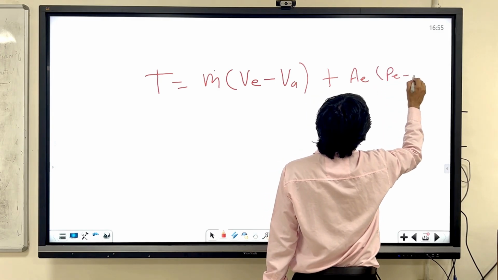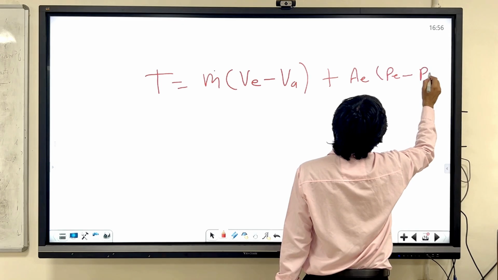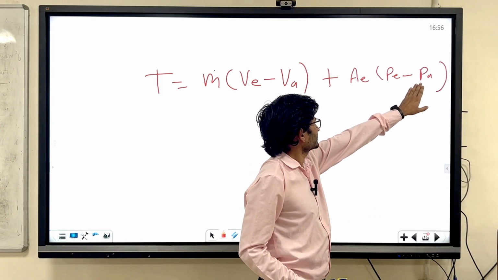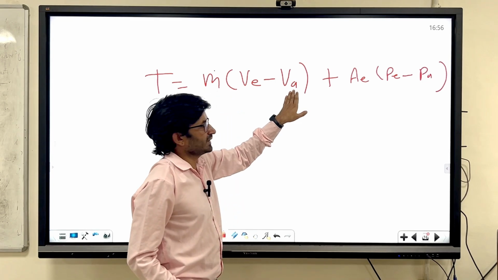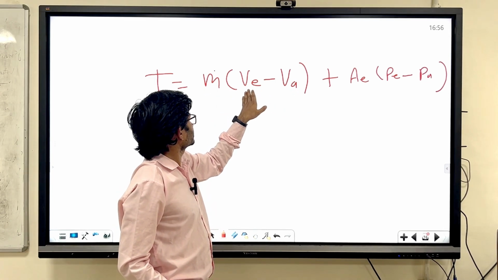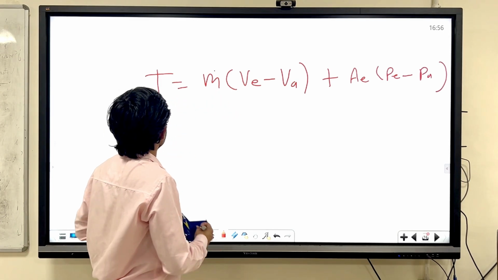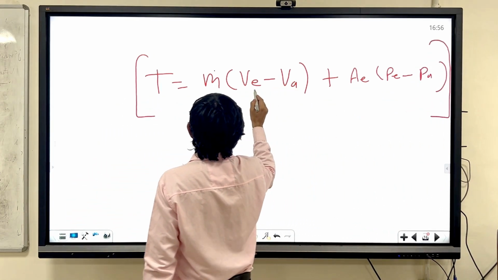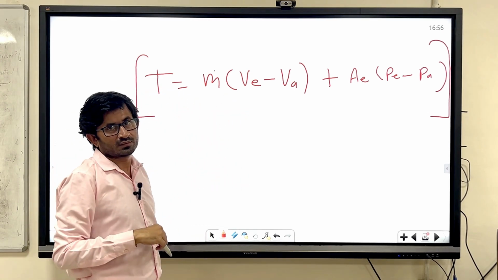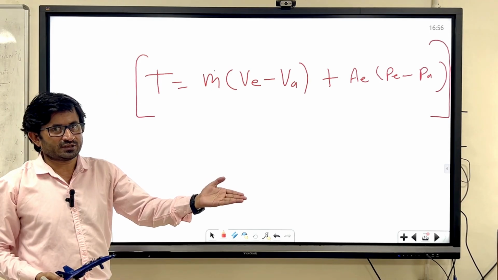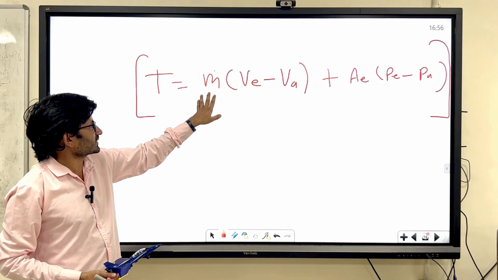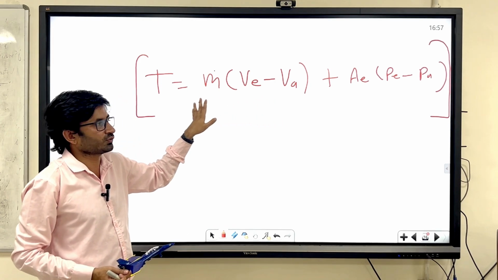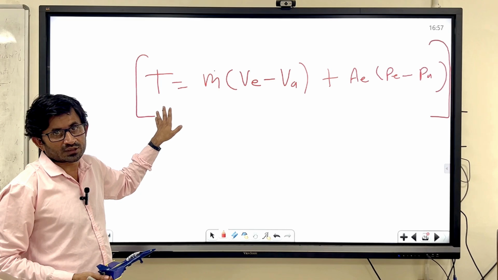A_E (P_E minus P_A). P_E is the exit pressure and P_A is the ambient pressure, and A_E is the exit area. V_A is the inlet velocity and V_E is the exit velocity, and m is the mass flow rate, and T is the total thrust. So if you have more exit velocity, your thrust will be more. In turbojet, you can increase the mass flow rate, maintaining this V_E to V_A ratio the same. So that is how you will get the total thrust. You can increase the thrust.